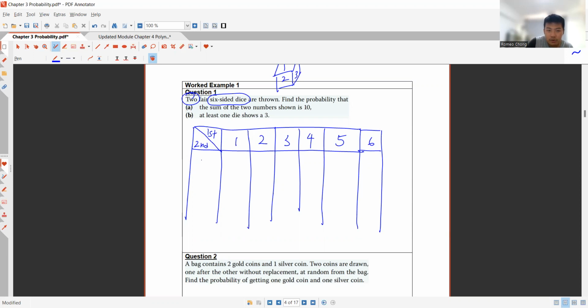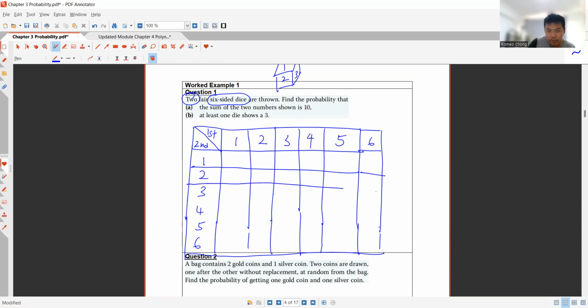Same thing for the horizontal one. The second dice also has 6 surfaces. So you just write 1, 2, 3, 4, 5, and 6. So the table is not enough, so you better draw it properly. Don't be like me, okay? Because I don't have a ruler on the screen. Then after that, you just complete the table. Let me finish it. It will take some time.